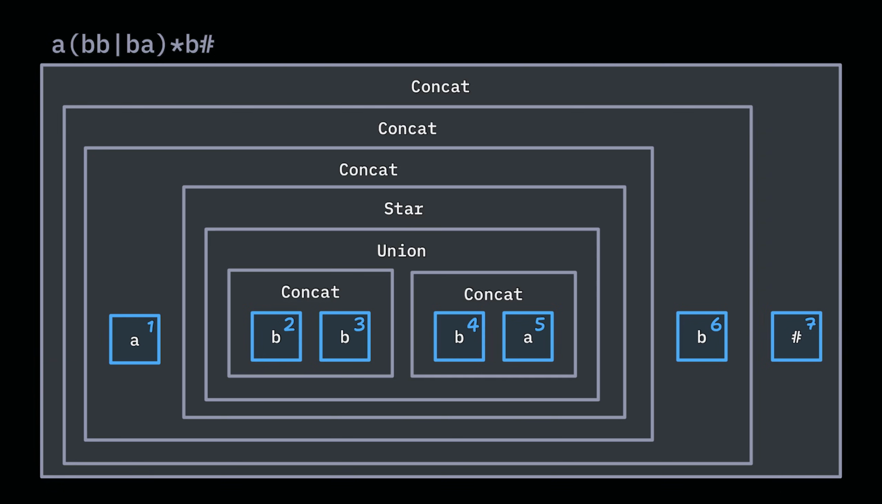The first phase of this algorithm is to calculate three things for each box. The first of those things is nullable, which is the same as we saw in the Brzozowski derivatives. The other two are firstpos and lastpos.